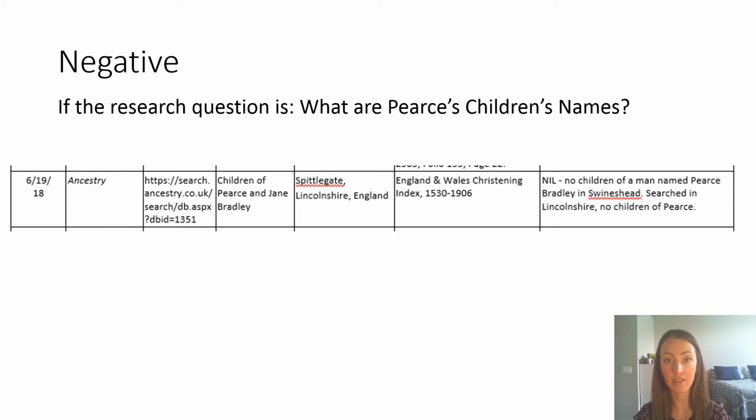And now negative evidence. What if I do a search in the England and Wales Christening Index and search for children of Pierce Bradley by putting his name into the father field and nothing comes up? It's negative. Nothing is there. That's negative evidence that he had children who were born in Spitalgate. So I'd have to look in another place. So I received negative evidence that none of his children were christened in Spitalgate, or he didn't have any children christened, or he didn't have any children.